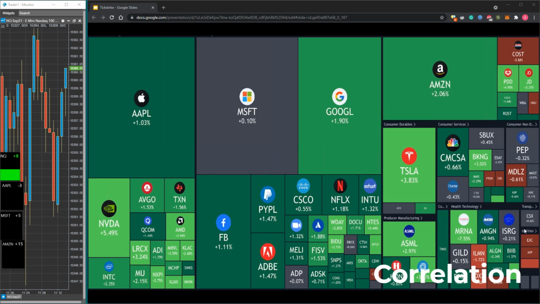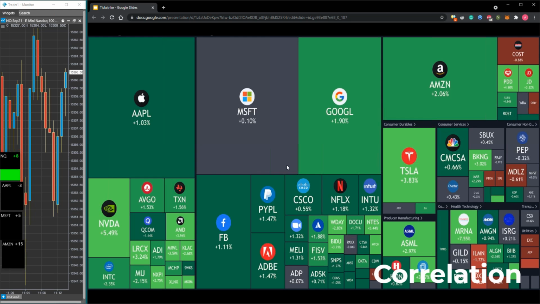Mike, is it Mikogo? This is not TickStrike, by the way. It's just a slide that I'm showing you with the correlations table. Sorry, with the heat map.